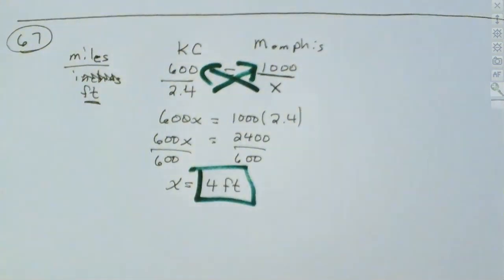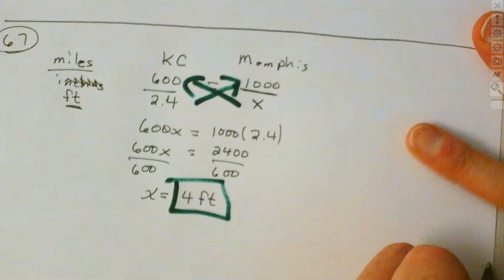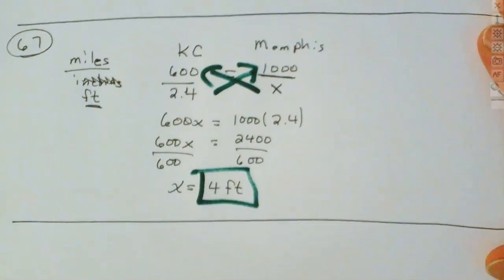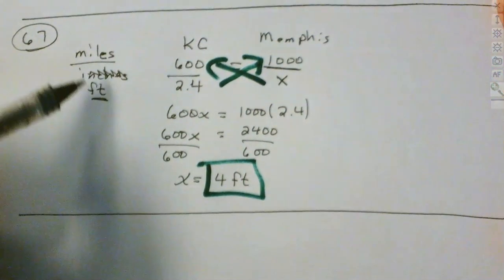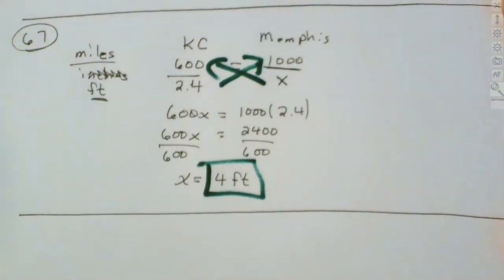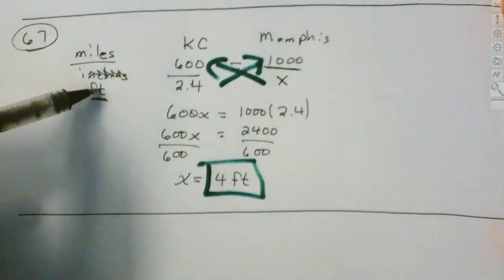What we always do is we set up a ratio. It doesn't matter which one goes on the top, which one goes on the bottom. You could put the feet over the miles. That's okay too, as long as you're consistent.